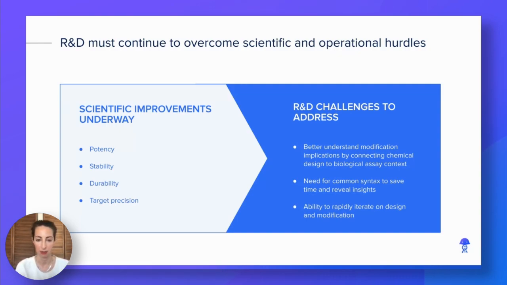To better understand the impact of these modifications, we need to be able to track, systematize, and connect chemical design to biological assay context within a centralized data model. Additionally, there's a historic lack of a standardized language or syntax to represent chemical modifications on nucleotide sequences. Research teams spend a significant amount of time translating their bases into shared language for easier readability. Together, a centralized data model and standardized nomenclature will significantly accelerate time to insights and treatment delivery to market.